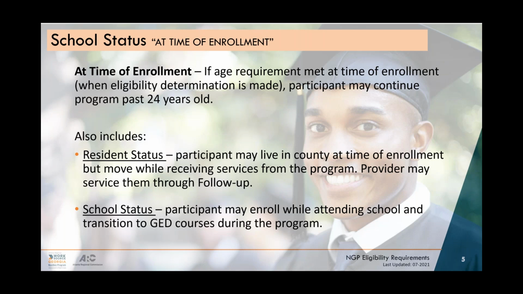So your eligibility date is important, and whatever eligibility verification is needed will be needed for that date or up to that date. So as long as they're 24 at that date, as long as they're an out of school youth at that date, as long as they live in your county at that date of enrollment, then no matter what happens after, they are still in your program and you can continue to give them services.